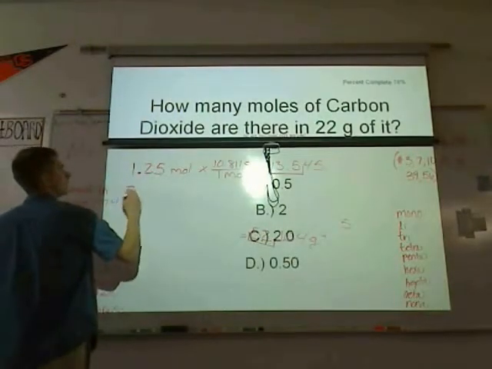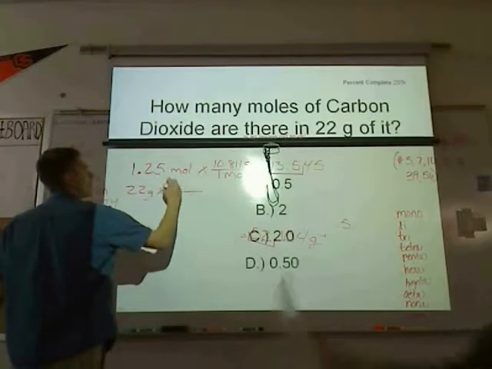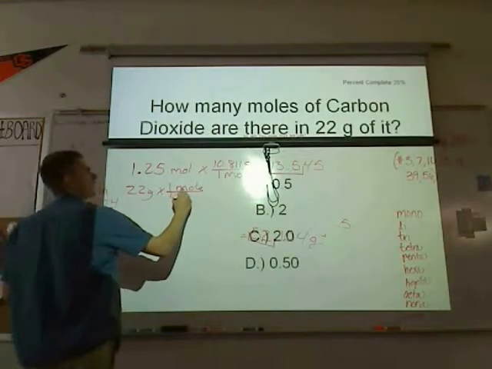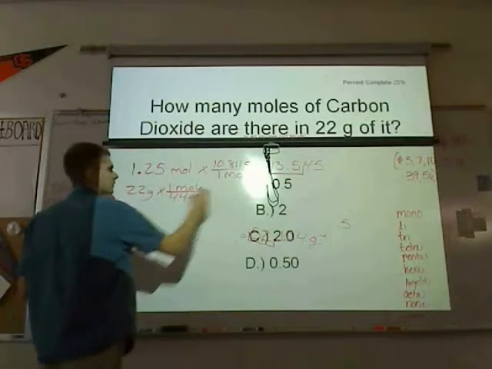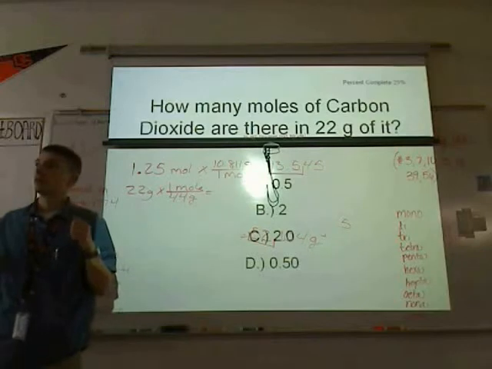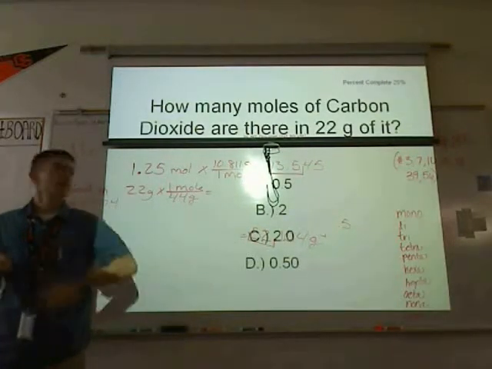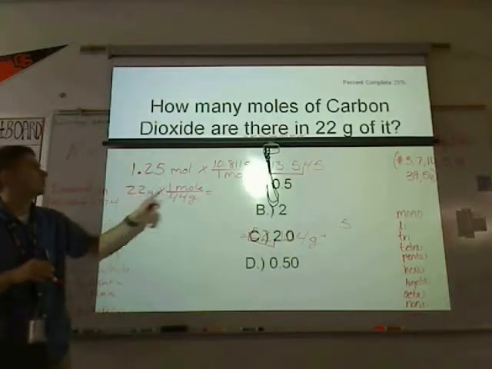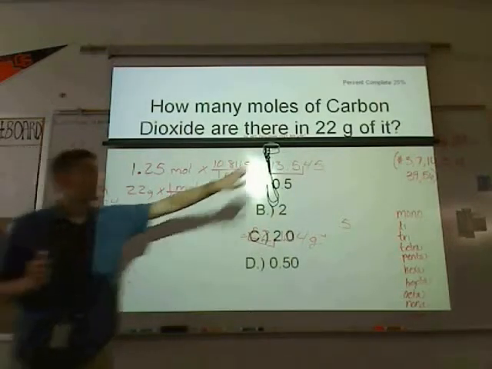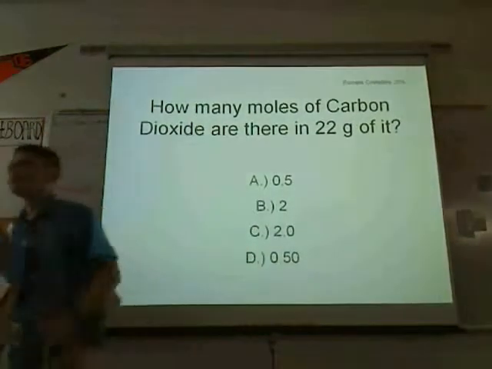All right, so 22 grams of carbon dioxide times in a line. 1 mole of carbon dioxide should weigh about 44 grams, because you add up the weight of 1 carbon and 2 oxygens, you get about 44. 22 divided by 44 is 0.5. But you have 2 sig figs, so it has to be 0.50.